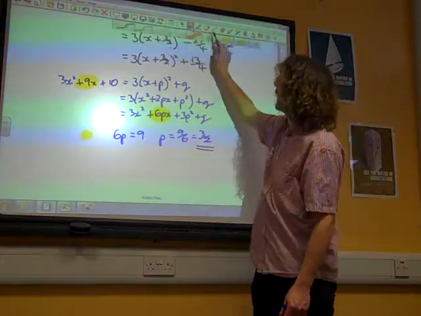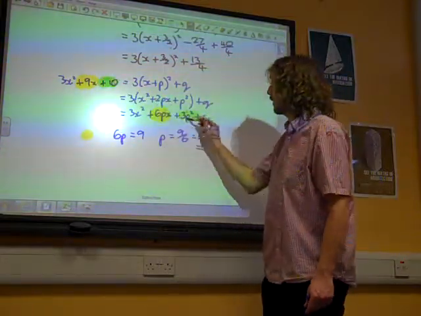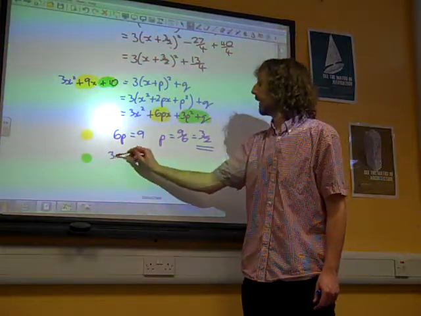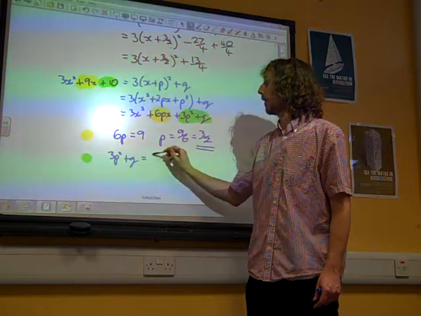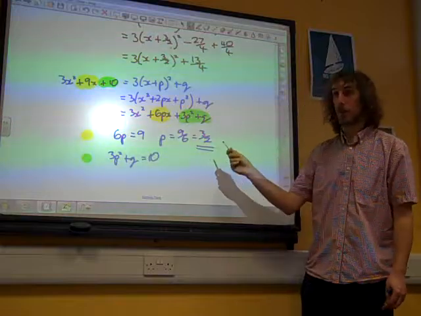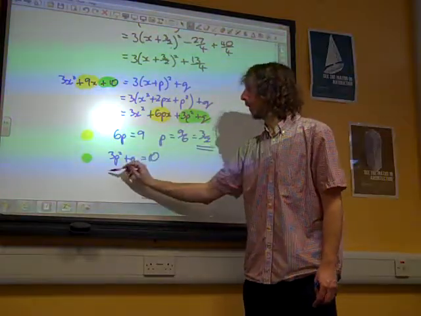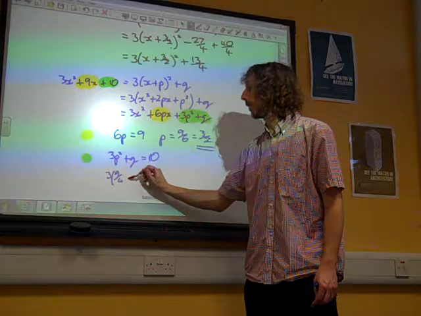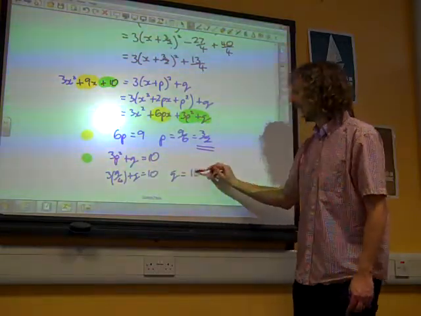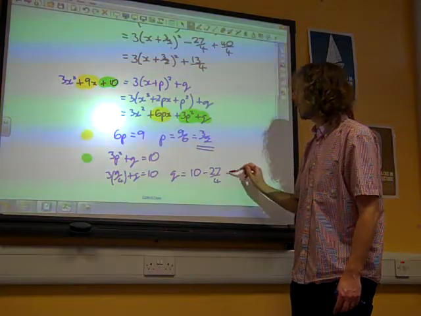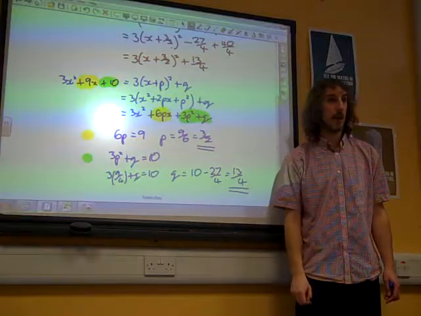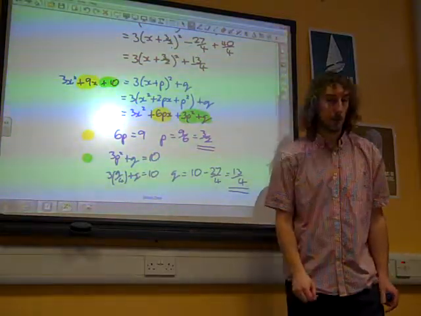And if we look at the green bit, we get that 3p squared plus q equals 10. And then it's just working that out with the value of p that we've got. P squared would be 9 over 4, so that's 3 lots of 9 over 4, plus q is 10, so q is 10 minus 27 quarters, which gives us the 13 over 4 that we got a moment ago. So you can do it either way and end up with those values.